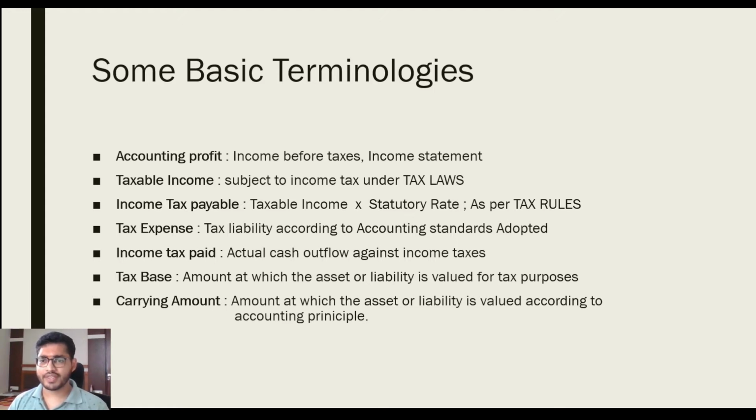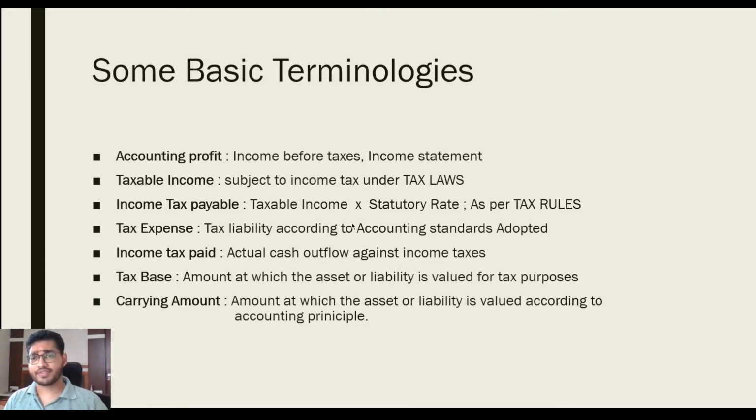The third is income tax payable. This is nothing but the amount which has to be paid to the tax authorities, that is, the taxable income multiplied by the statutory rate. The statutory rate is decided by the tax authority or defined in the tax code and rules. It is generally done as per taxation accounting.